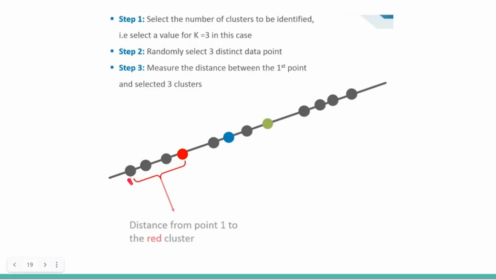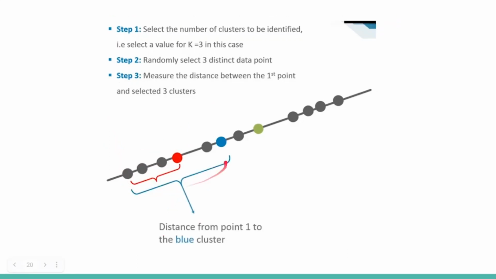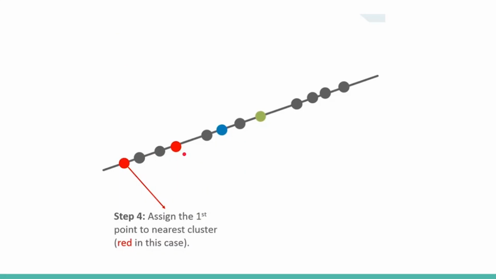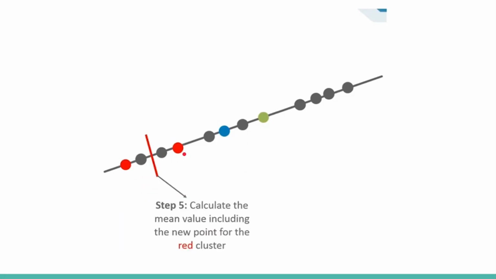Next we take the first data point. We find the distance from this point to the red cluster, this point to the blue cluster, and this point 1 to the green cluster. Now we know the three different distances, and we map the point to the nearest cluster. Whichever cluster has the least distance to the point, that point is assigned to that cluster. In this case, we can see that the first point is nearer to the red cluster, so we assign the first point to the nearest cluster, that is red.